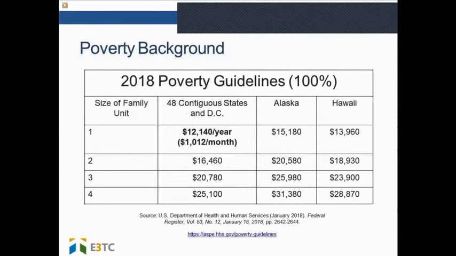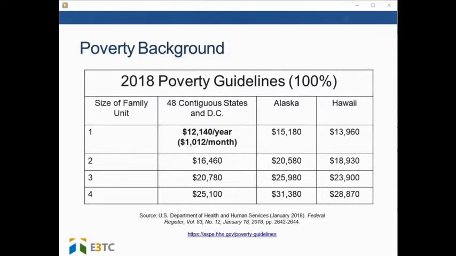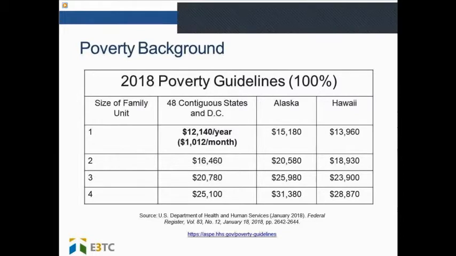So let's start with some basic background on poverty and defining poverty. There are actually a number of definitions related to poverty in existence. However, we tend to use what's referred to as the federal poverty level, which is defined by the federal government. It is updated annually and published in the Federal Register, typically mid to late January each year. So the figures you see in front of you right now represent the 2018 federal poverty guidelines. And this represents 100% of the federal poverty level, or what people refer to as the poverty line.